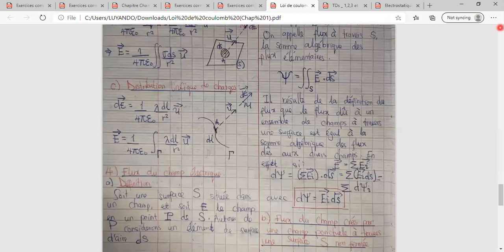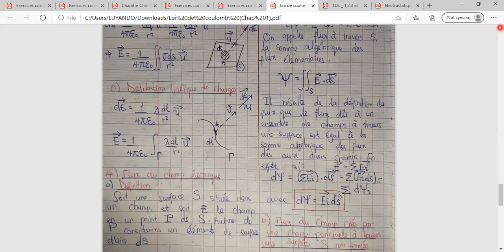This part is just a result of the definition of flux: le flux dû à un ensemble de champs à travers une surface est égal à la somme algébrique des flux des divers champs. In effect, see, we have this. If we have electric field, as we said in the other slide, this is the representation of sum. So if we're trying to calculate the electric field of Q1, Q2, Q3, we add them together, we have E equals the sum symbol, E_i. And then if we have to calculate the flux of those charges, Q1, Q2, Q3, all of them together, we have what we have here times dS, which is going to give us this.